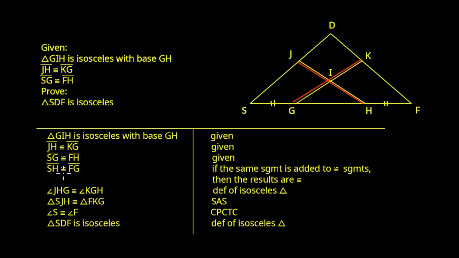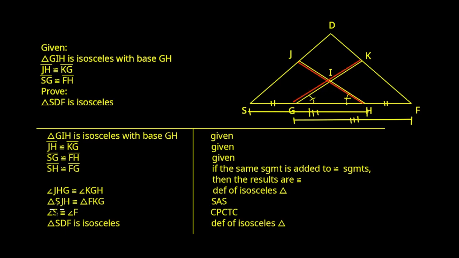Next, SH is congruent to FG. If the same segment is added to congruent segments, then the results are congruent. Therefore, SH over here is congruent to FG over here. Then angle JHG is congruent to angle KGH, definition of isosceles triangle. So angle JHG here is congruent to angle KGH over there.